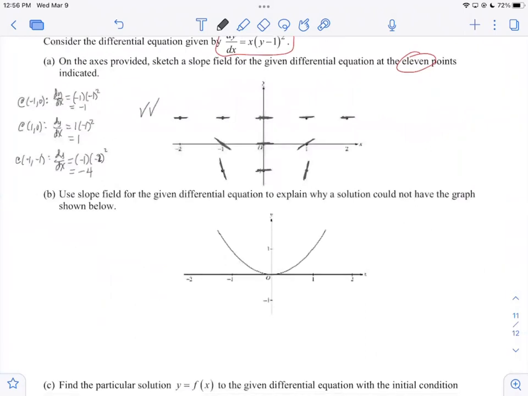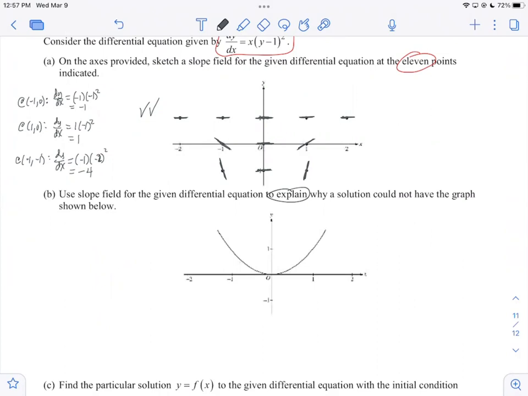Oof. Use the slope field for the given differential equation. That's what we just created to explain. That means words, right? Why a solution curve could not look like that. Oh, well, duh. If you just look at it, it doesn't work. That's a good one. I like that.